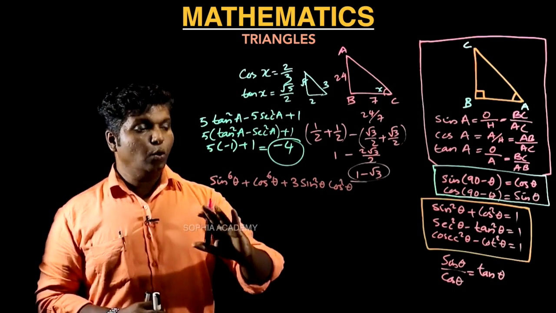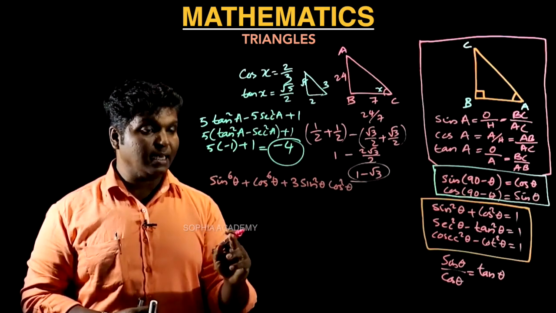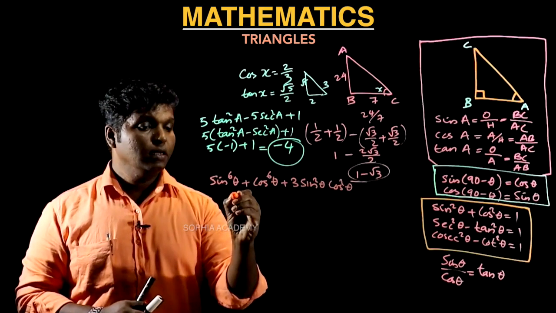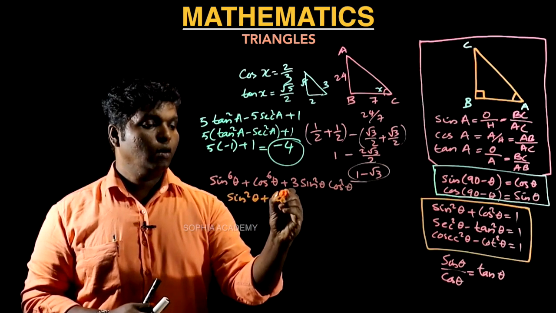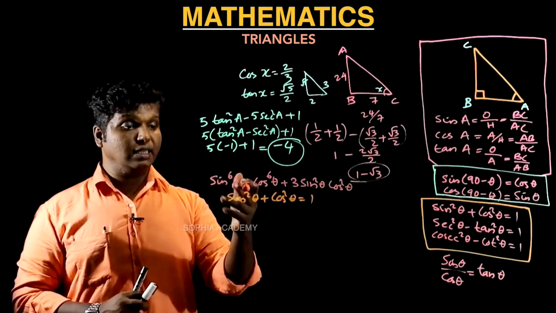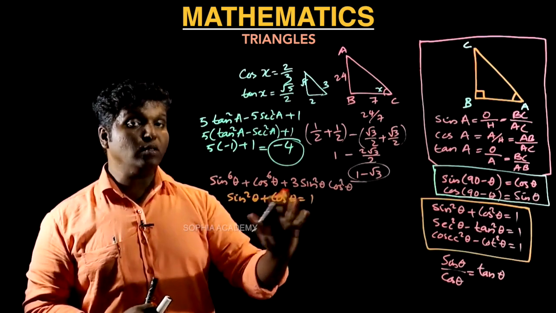I tell you, you already know the identity sin square theta plus cos square theta is equal to 1. Let us take that identity here. Taking that identity, how can you write that one? Sin square theta plus cos square theta is equal to 1. Here you want sin raised to 6 theta. That means you have to take the cube. Taking cubes on both sides.